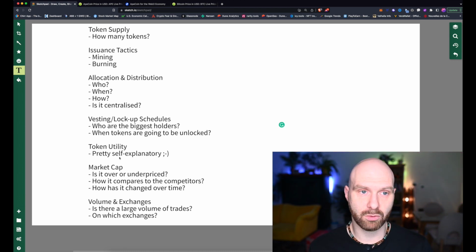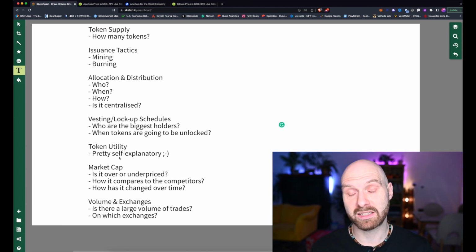And if there is none, which sometimes is the case, that's fine, but you have to be aware that essentially this token is probably created just for fun, or in the hope that it will go up for some random reason, like it's often the case with meme coins. So it's important to know what the utility is, or the lack thereof, and to what degree it can drive the value of this token up.